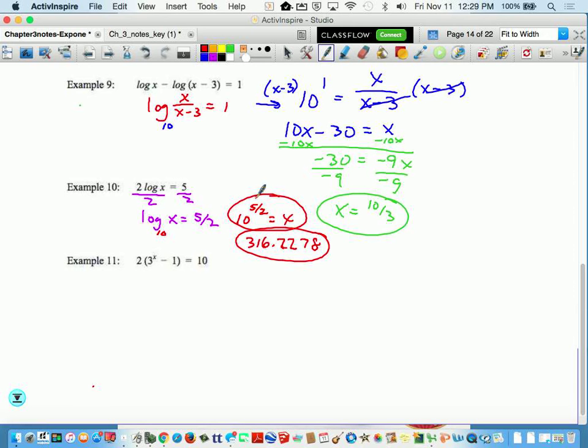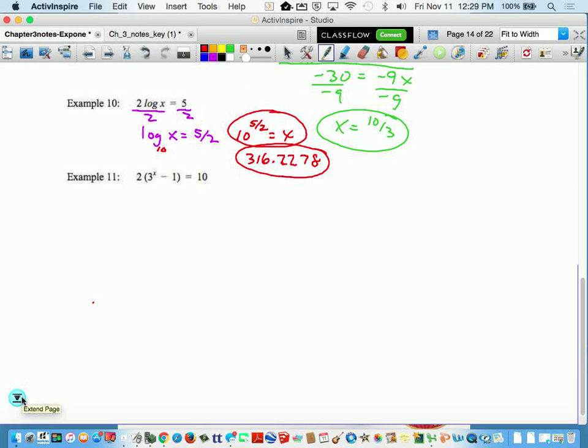It should start to feel like almost every problem is the same. You either get that logarithm by itself and then rewrite it as an exponential, or get the exponential base by itself and rewrite it as a logarithm. What are we doing here? Divide by 2. Add 1.